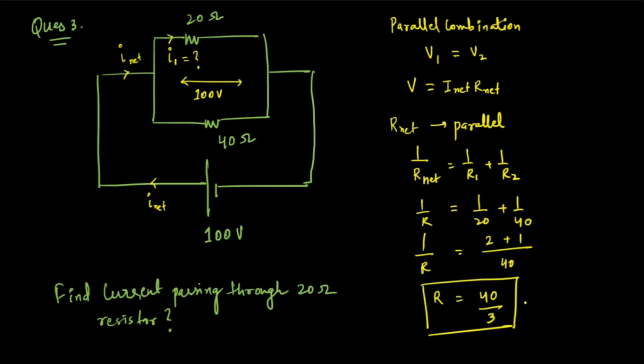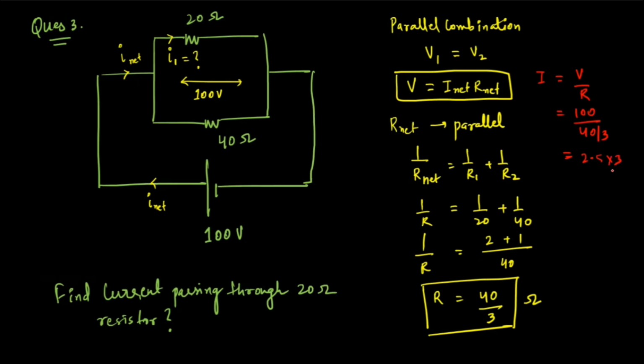As we got the net resistance, we can find the net current using this same relation. I must be equal to V over R. Potential is 100, where R is 40 over 3. So it comes out to be 2.5 times 3, which is 7.5 amperes. The total current going from the battery is 7.5 amperes. Now we need to find the current passing through this 20 ohm resistance.